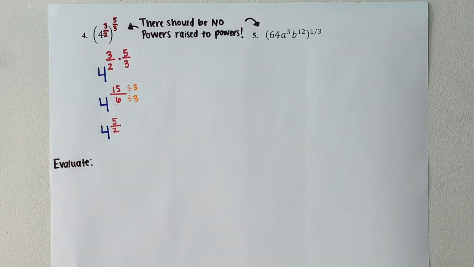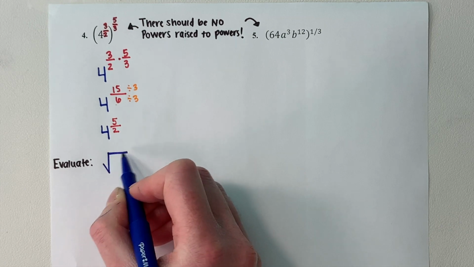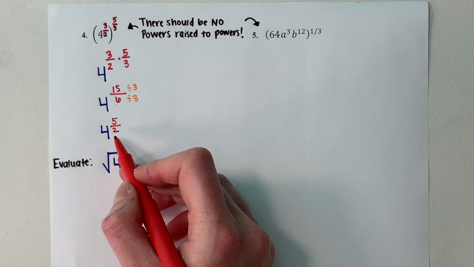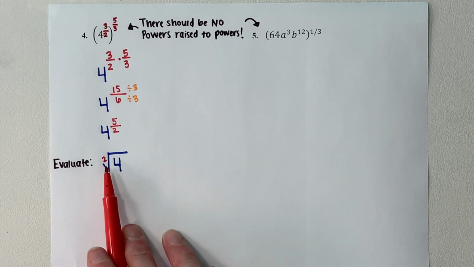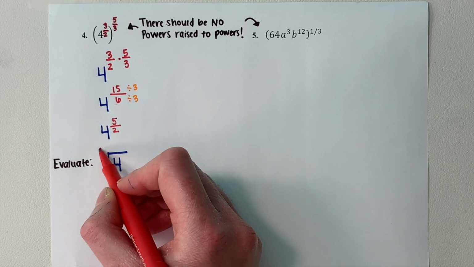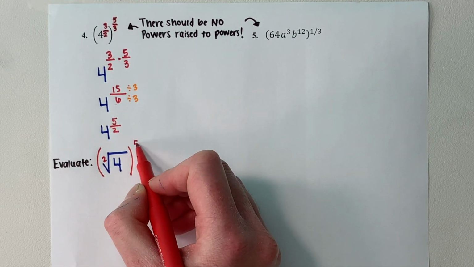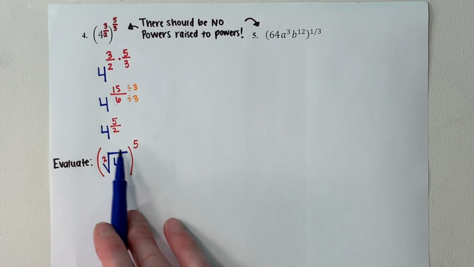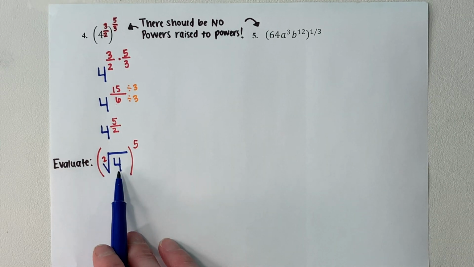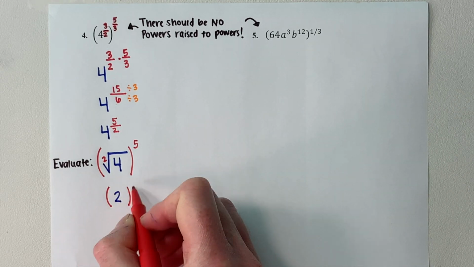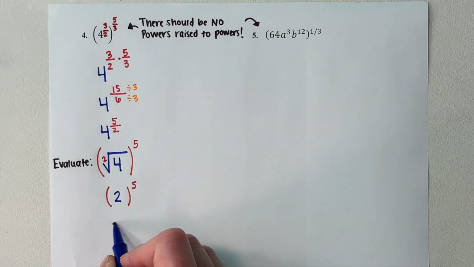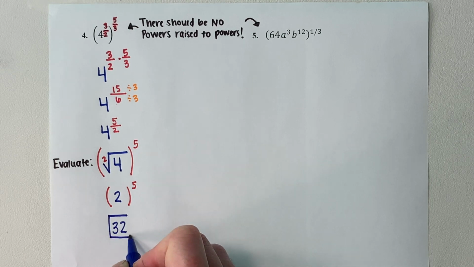So to rewrite this as a radical, we write 4 underneath our radical symbol. The denominator becomes the index of our radical. And again, when our index is 2, you do not have to write it, but I'm just writing it here for clarity. And then the 5 we'll write as an exponent outside of our radical. Let's simplify inside parentheses first. The square root of 4 we can compute mentally, that would be 2, and then we need to continue to raise it to the 5th, and 2 to the 5th will give us 32.